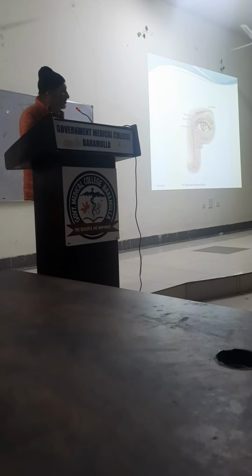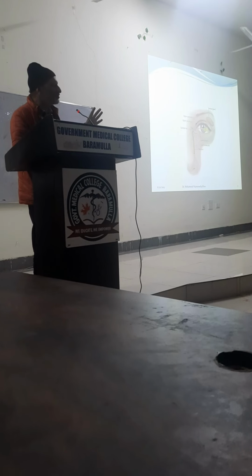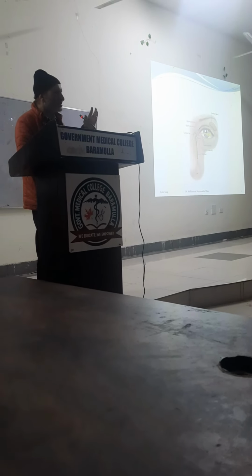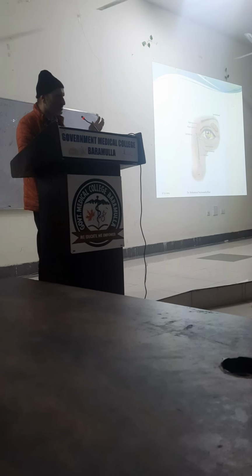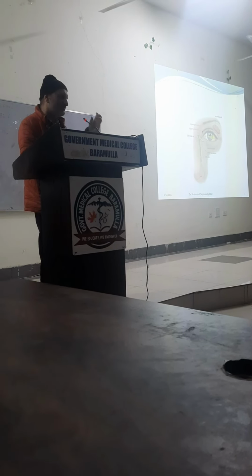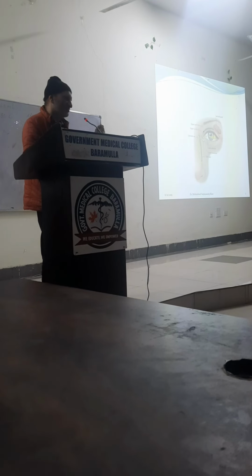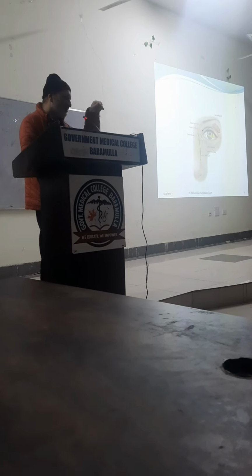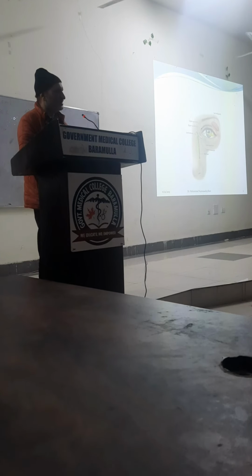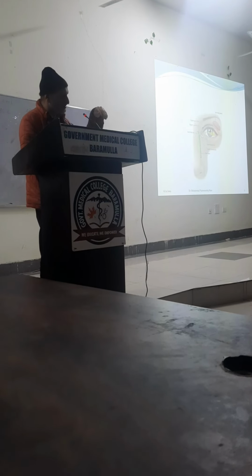The lacrimal pump system is that once we close the eye or we blink, a negative pressure is created by the orbicularis. A negative pressure is created in the sac, which sucks the tears into the sac. Okay? Then they are drained into the inferior meatus.